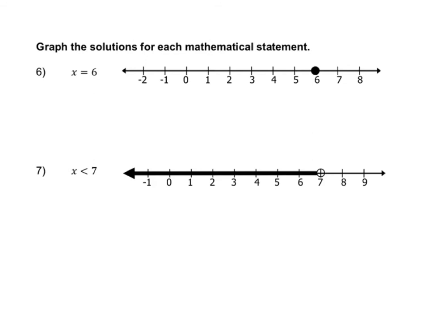Okay, so 6, we have x is equal to 6. Right? The only solution would be 6. 6 here is the only solution. That's the only thing that would make this true, so you should have graphed just 6 like that.